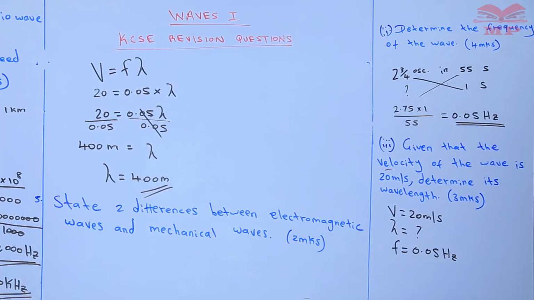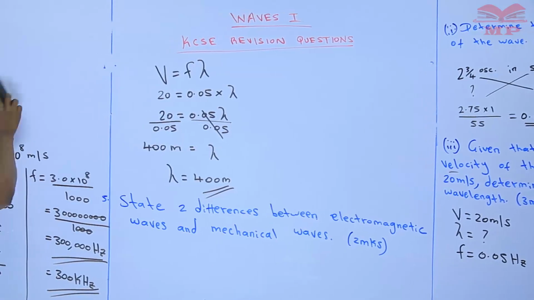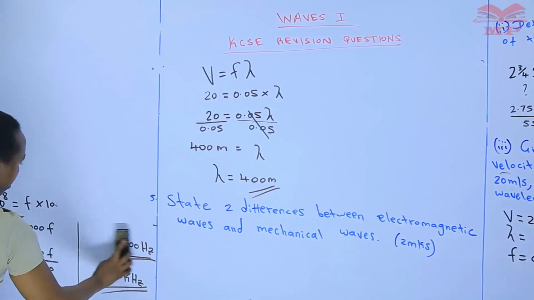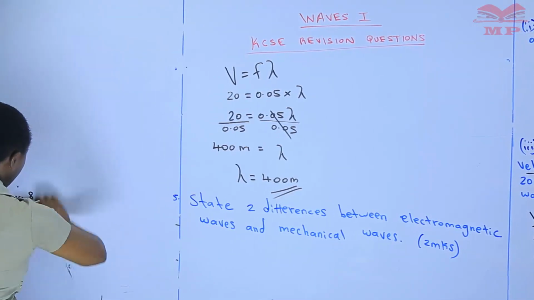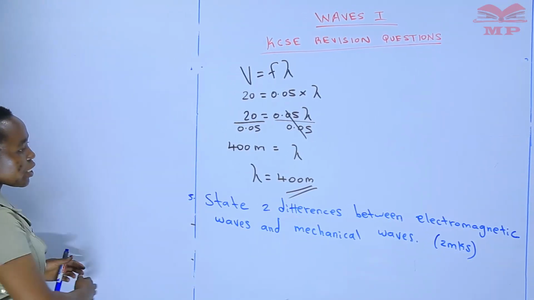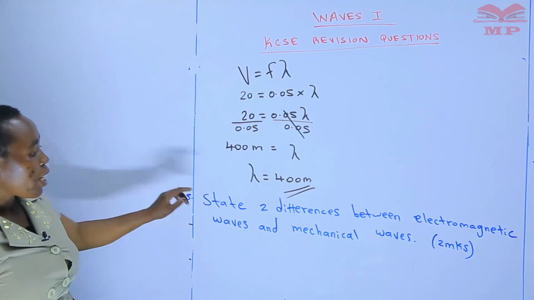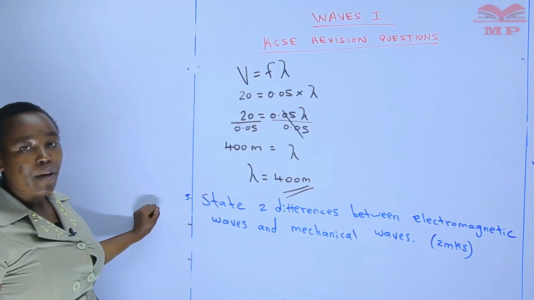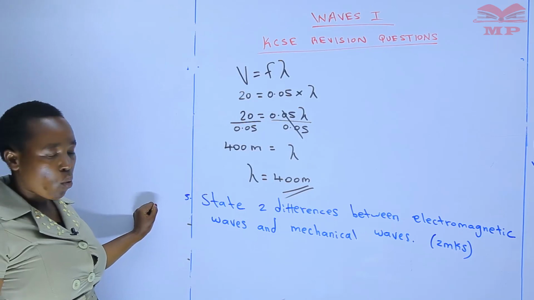We are told to state 2 differences between electromagnetic waves and mechanical waves. So to answer this, we can draw a table. On one side, we have the electromagnetic waves, and on the other side, we have the mechanical waves. If you remember keenly, we divided waves in 2 broad categories. That is the electromagnetic waves and the mechanical waves.